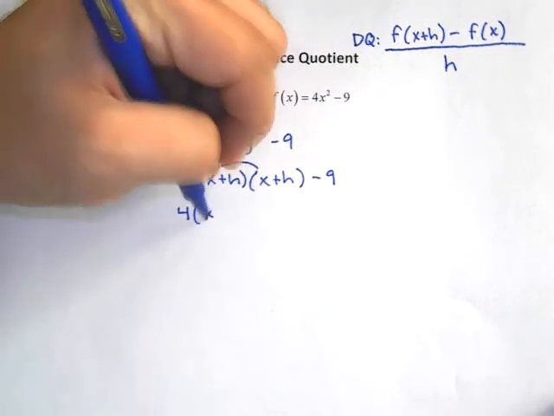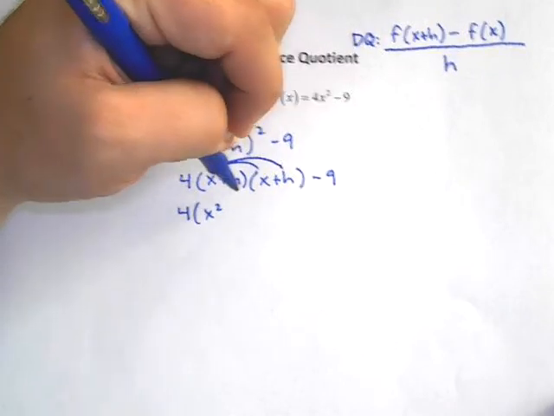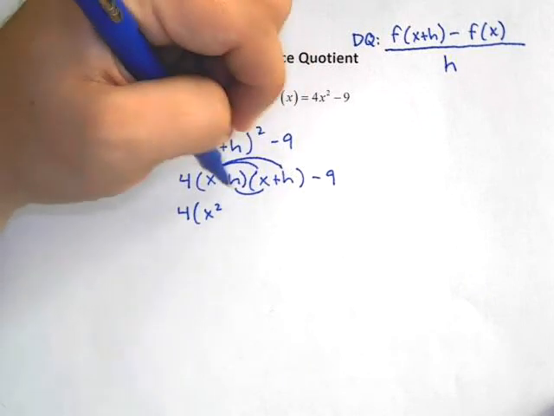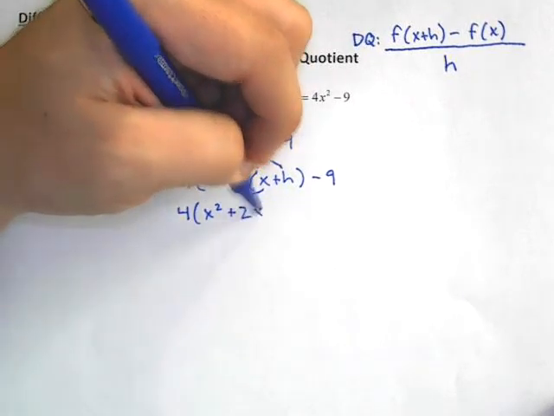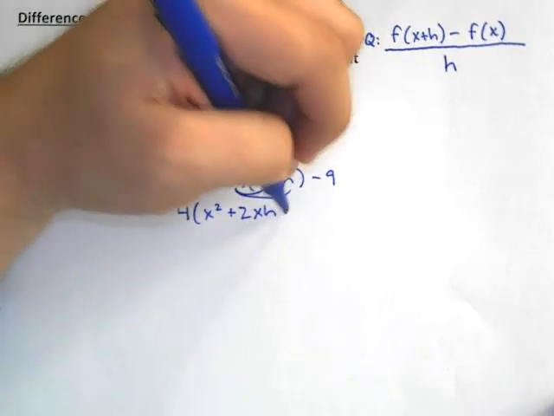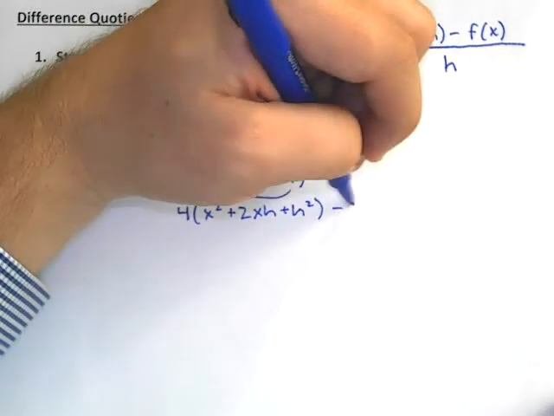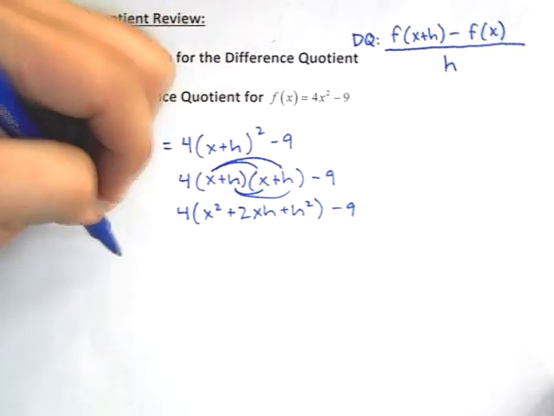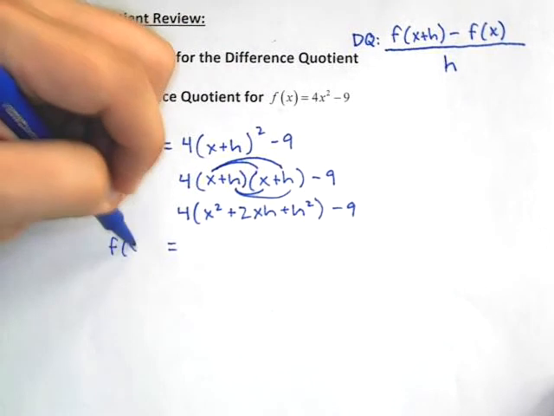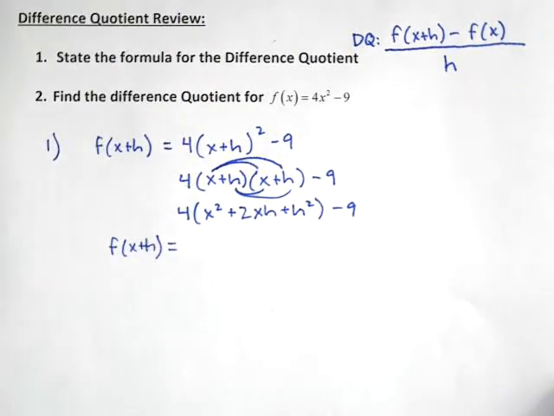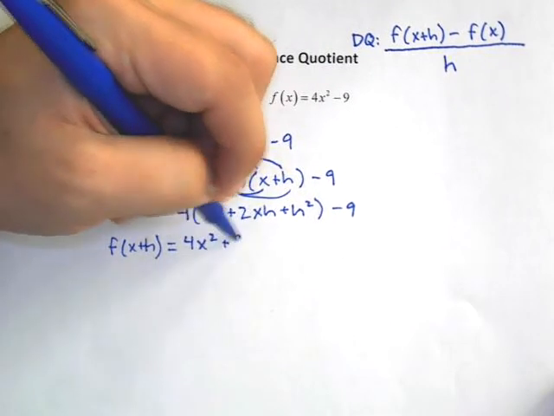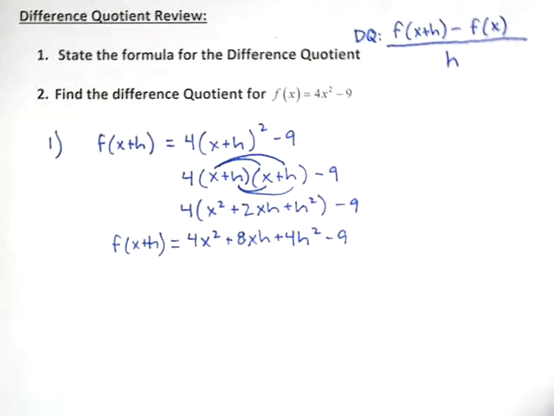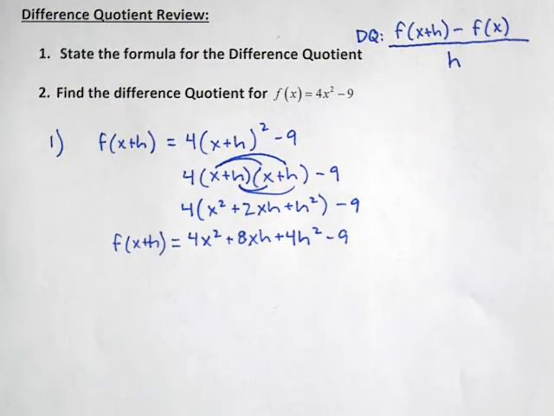So we have x squared, and then we have an x times h, but then another hx. Outside is x times h, and inside is x times h, so we really have 2xh. And then lastly, h squared. And then of course the minus 9 has to stick around. So we're almost done. Last thing, we finish up by saying f of x plus h equals 4x squared plus 8xh plus 4h squared minus 9. Whew, okay. Again, that is where most of the errors will occur.